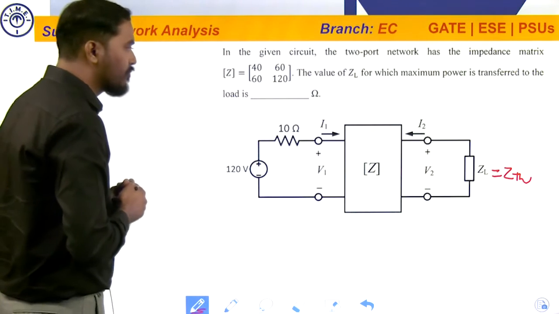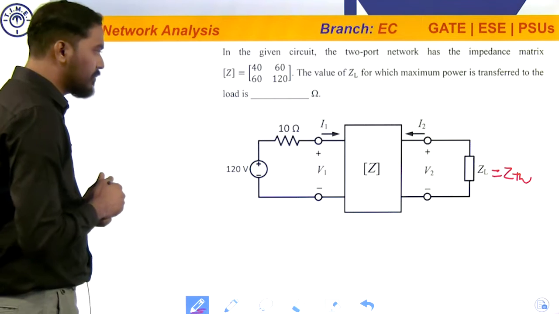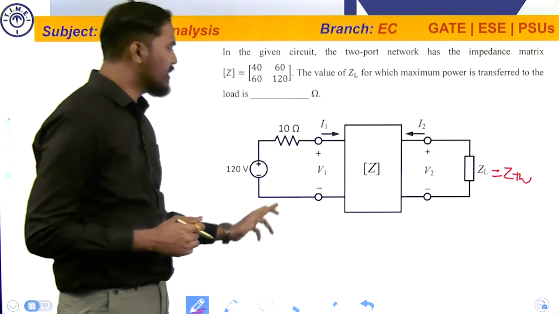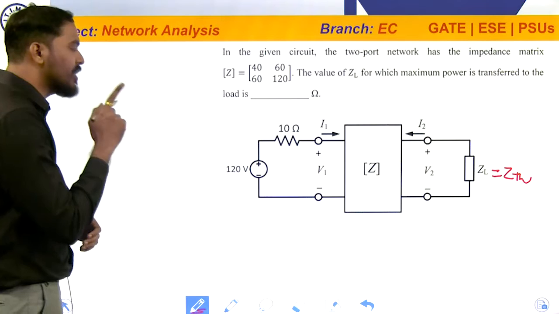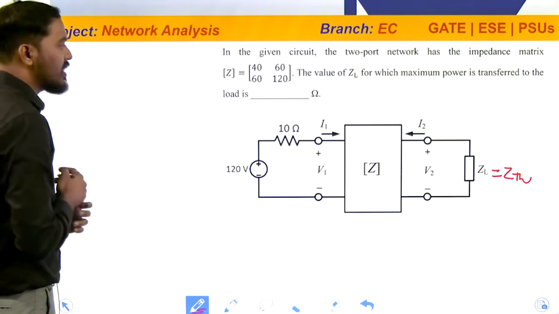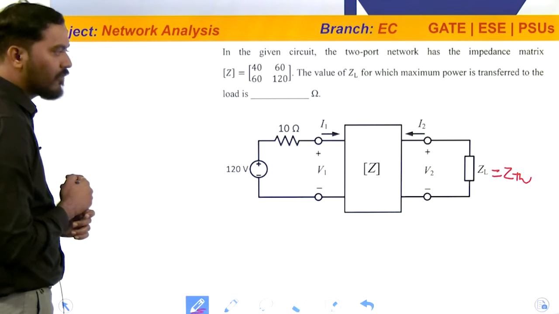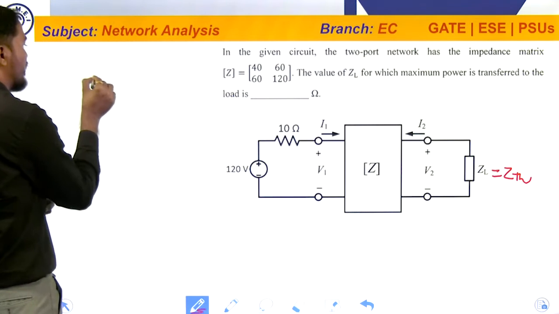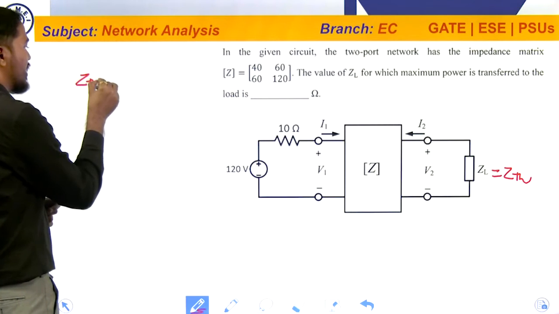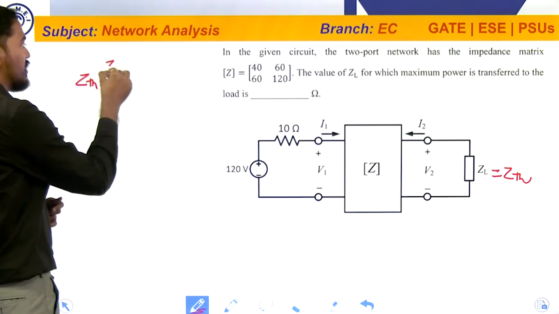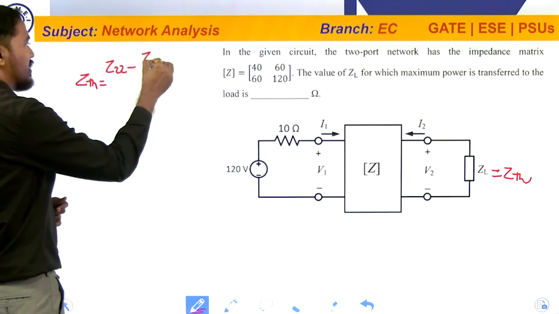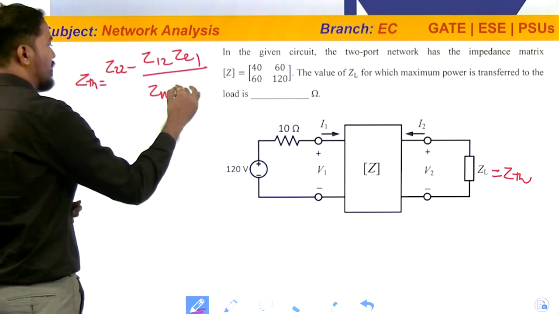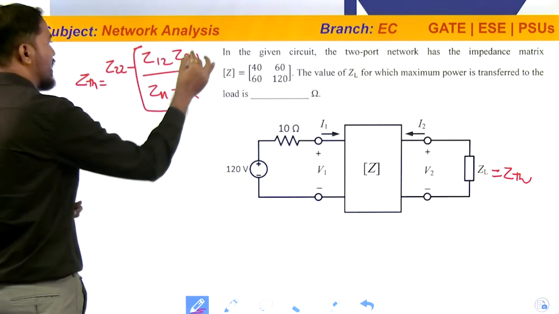Now the next question, how to calculate ZTH of this circuit? It's a standard Z parameter model, but the only thing is there is a resistor connected in series with the input port. When a resistor is connected in series with the input port of a Z parameter model, and you want to calculate its ZTH, it can be given by ZTH equals Z22 minus Z12 Z21 divided by Z11 plus R. So, this is the direct expression.